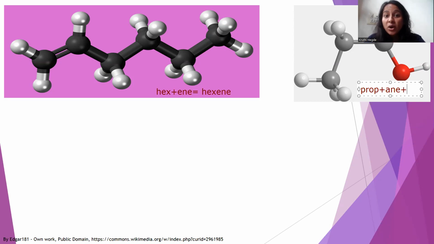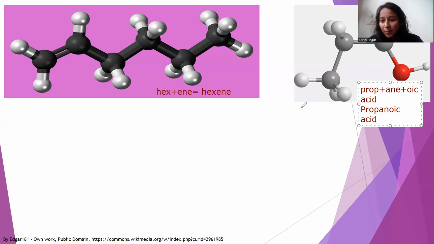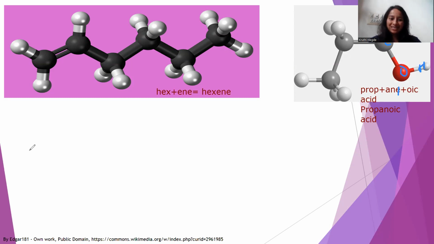COOH. COOH means carboxylic acid. It is added as suffix, that is oic acid. So the name is propanoic acid, because I have removed this E from A. And here it is C, it is O, it is OH. COOH means carboxylic acid. Got it? This is second image, propanoic acid.